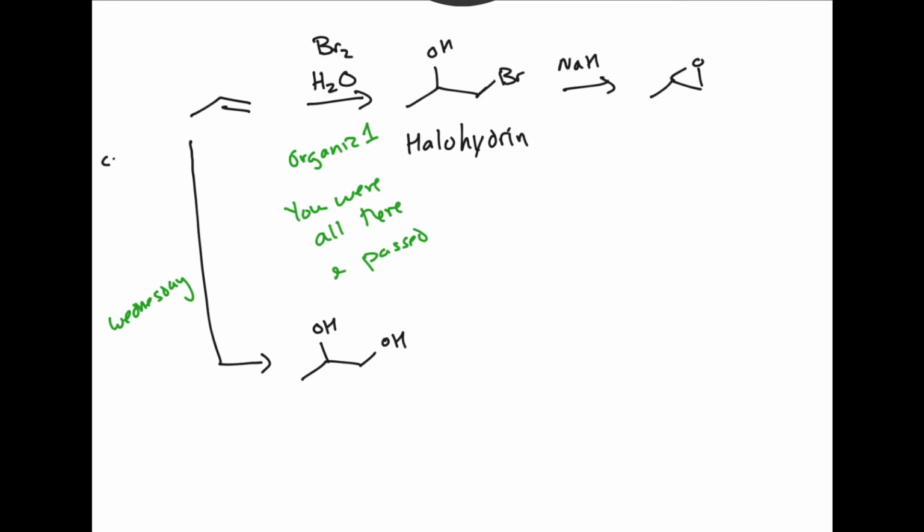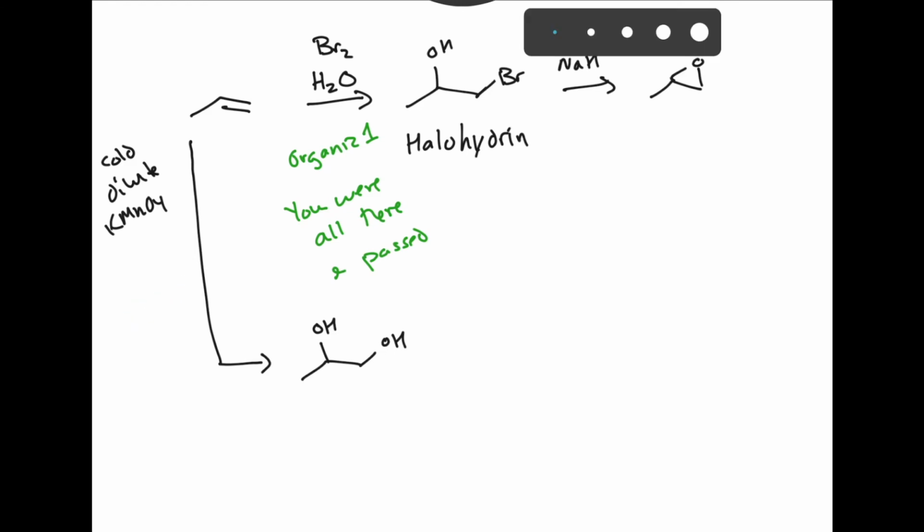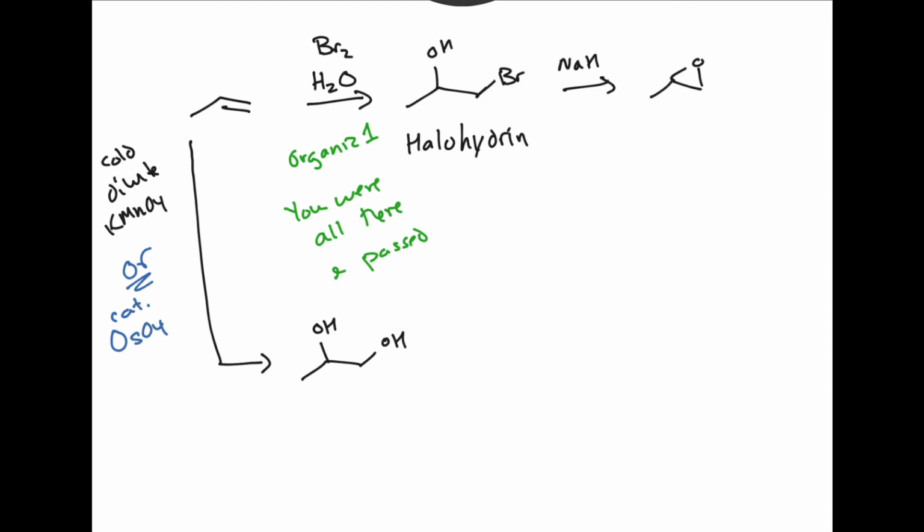So there are two ways you can do this. One involves something that is cold. Yes, cold and dilute KMnO4. Or you can use catalytic osmium tetroxide and hydrogen peroxide. Either one of those puts an oxygen on either side of the double bond.